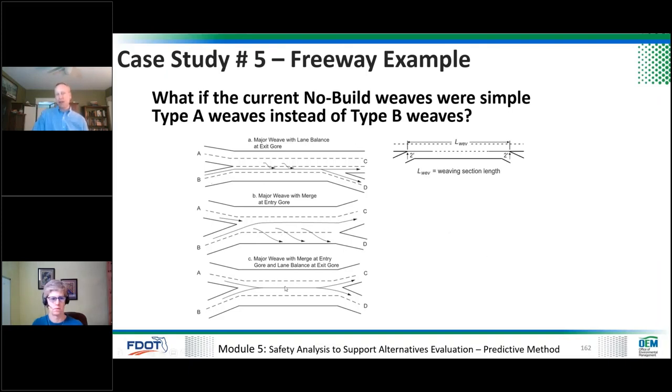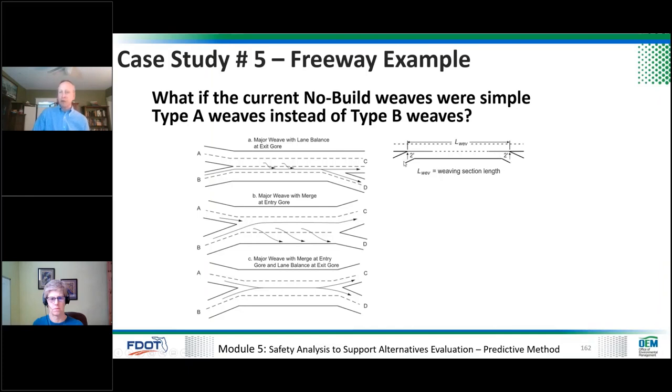This is right out of the Highway Safety Manual. It matches other documents, including the HCM, the Highway Capacity Manual, and others. So we've got a type B weave on the left, where either someone getting on or someone getting off does not have to make a lane change. They can just go straight on, or they can go off without changing lanes.